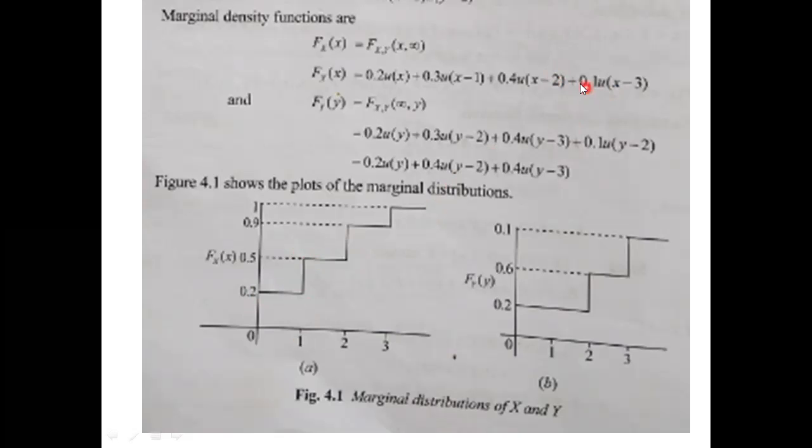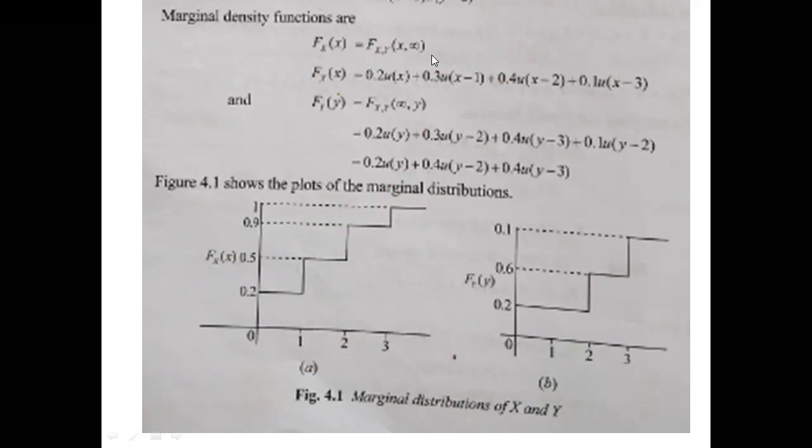Next at 2 what is the distribution function? 0.4 plus 0.3 plus 0.2. 0.4 plus 0.3 is 0.7. 0.7 plus 0.2 is 0.9. That's why at 2 the distribution function is 0.9. Okay, next at 3, 0.1 plus 0.4 plus 0.3 plus 0.2 is 1. So at the event 3 the distribution function becomes 1. Okay ma, this is the marginal distribution function for x random variable.